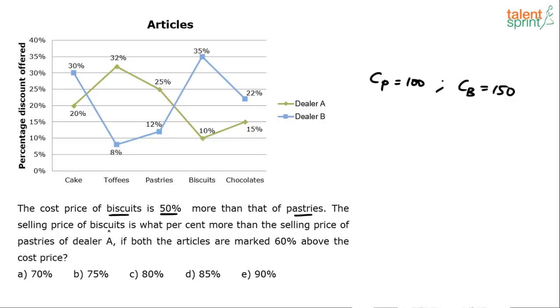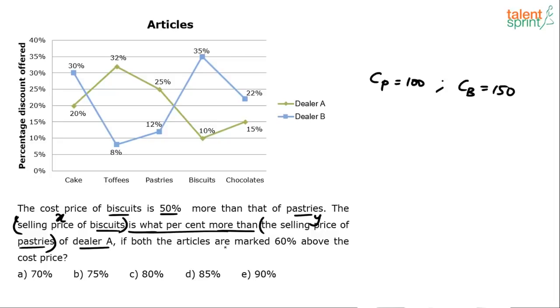The selling price of biscuits is what percent more than the selling price of pastries of dealer A? The selling price of biscuits is what percent more? X is what percent more than Y. Remember, X is what percent more than Y? X minus Y by Y into 100. Very, very important concept of percentages. This is X, selling price of biscuits. So first of all, you have to find out X, and then you have to find out Y, and then do the calculation.